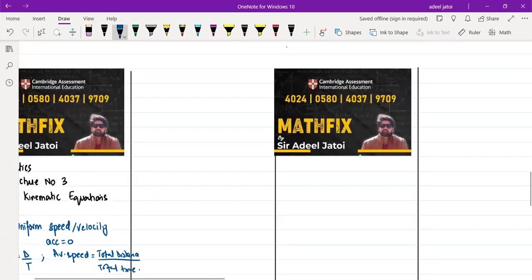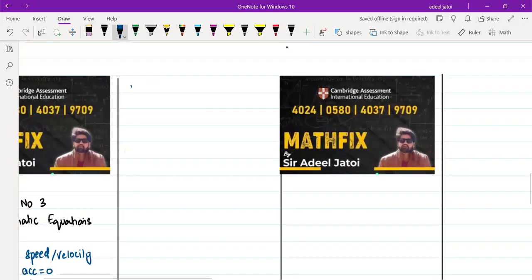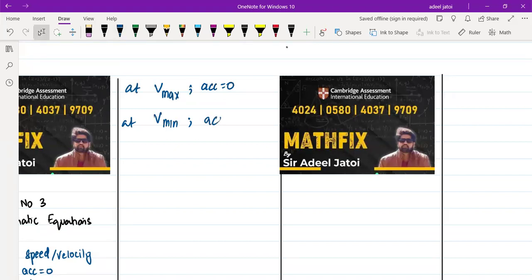At V max, velocity max, acceleration is equal to 0. At velocity minimum, acceleration is equal to 0. We already know that at maximum and minimum, there is no acceleration.